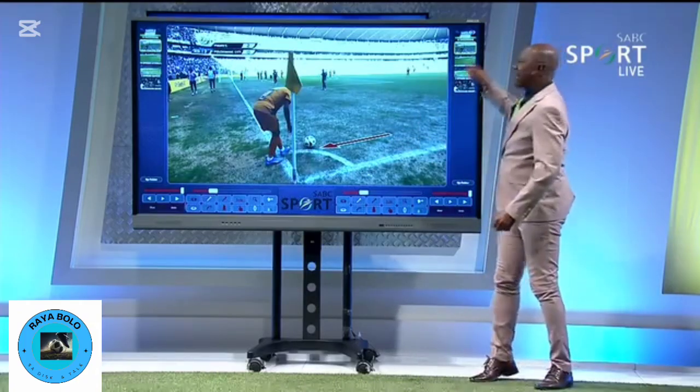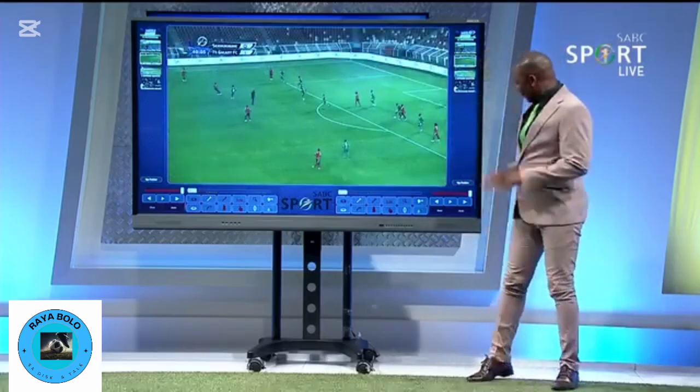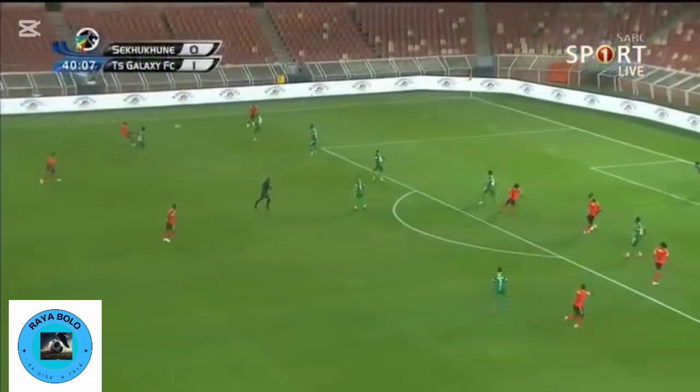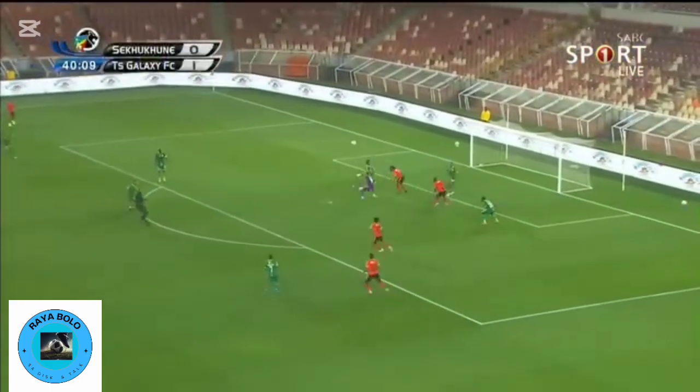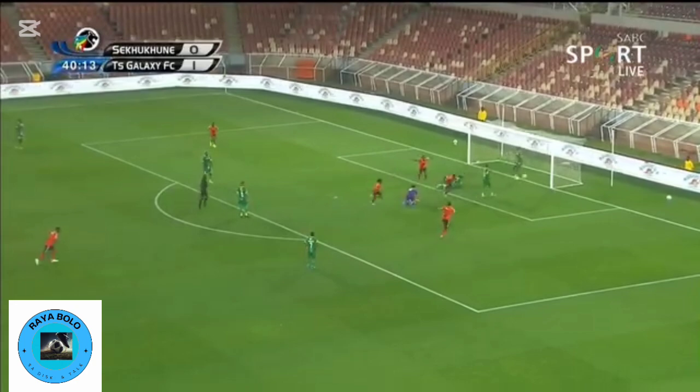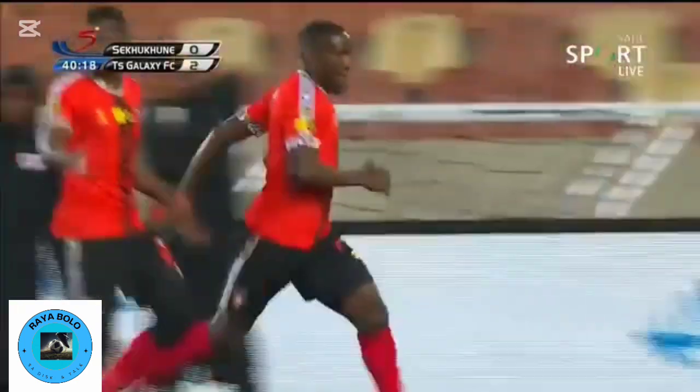So Wara there scored a goal. The offside law says if you are nearer to the opponent's goal line than both the ball and the second last opponent, you are offside. Underline the word second last opponent.